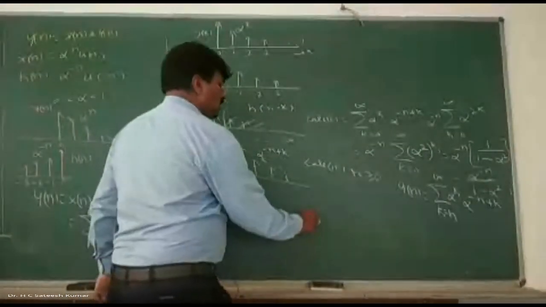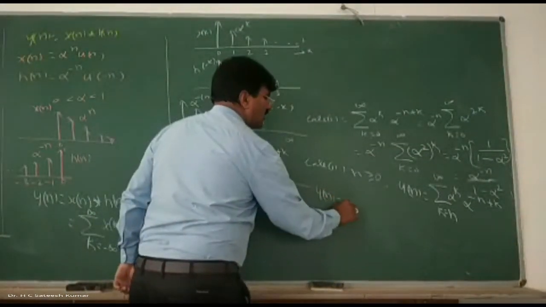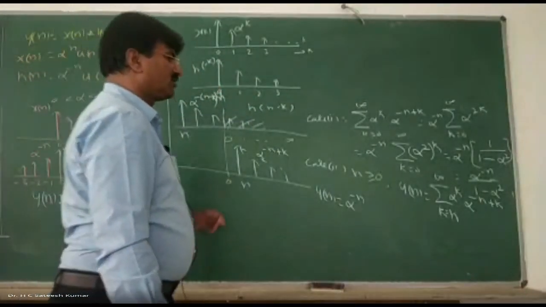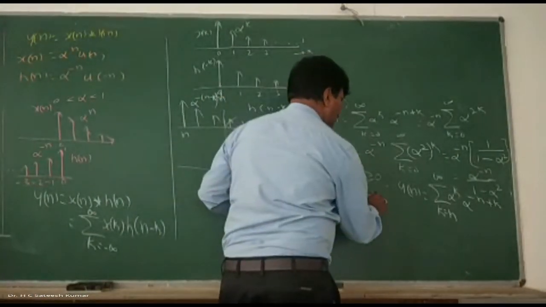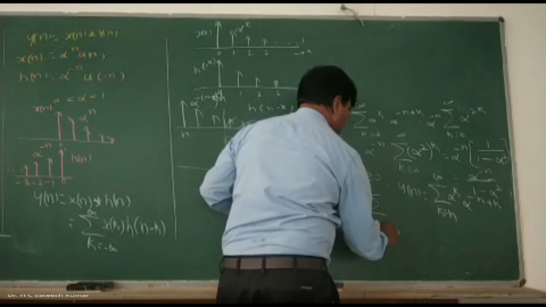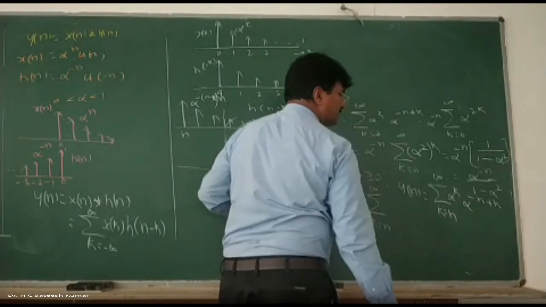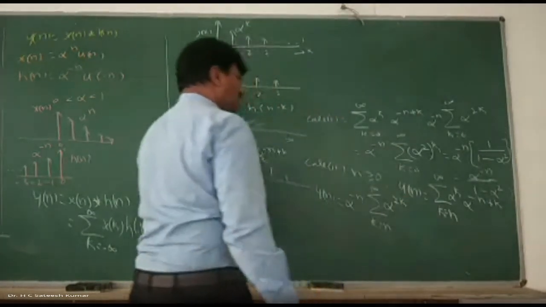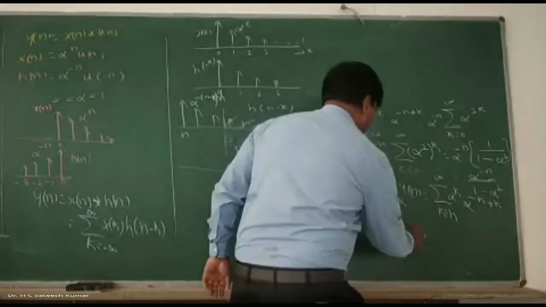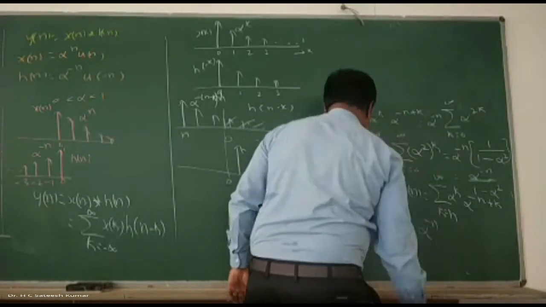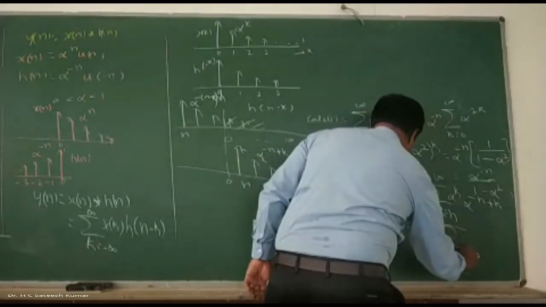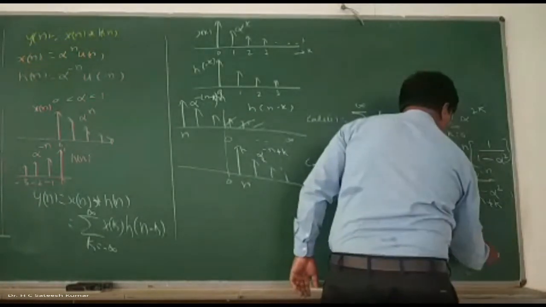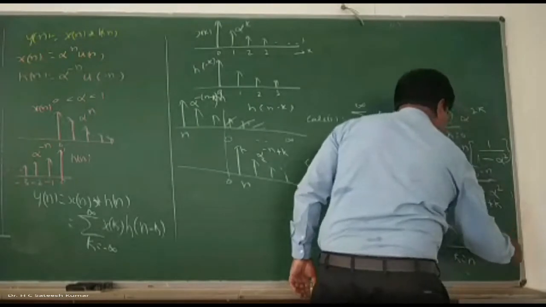Therefore, y of n is equal to alpha to the power of minus n, you take it outside. Alpha to the power of k into alpha to the power of k, alpha to the power of 2k. Summation k ranges from n to infinity alpha to the power of 2k, which is nothing but equal to alpha to the power of minus n, summation k ranges from n to infinity, alpha square whole to the power of k.